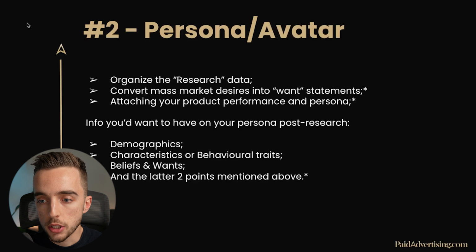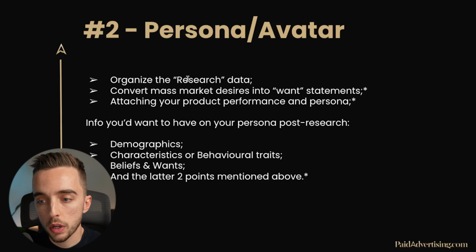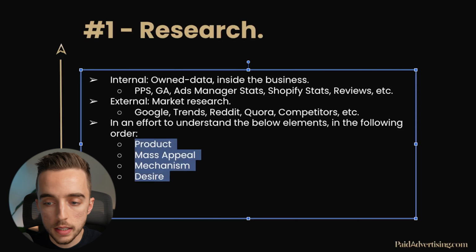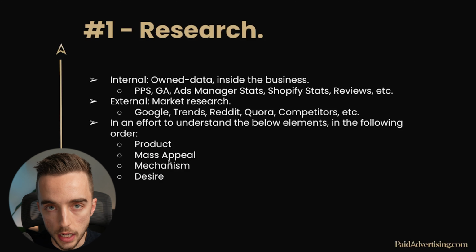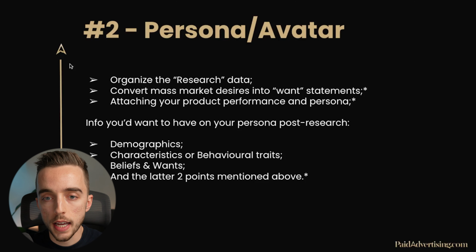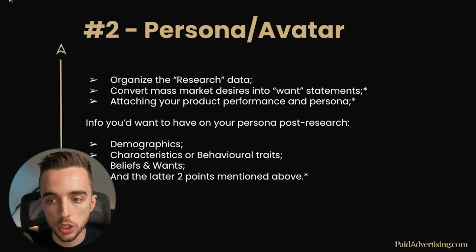Now, step number 2 is persona and avatar building. Here, the first step you're going to want to do is organize the research data. You're going to want to make sense of this. Think of it like a brainstorm session, pulling and finding as much information as possible about these 4 points. Here, you want to organize and do some triage with this data: which is good data, which is bad data, which is useful information, and what is not useful information.